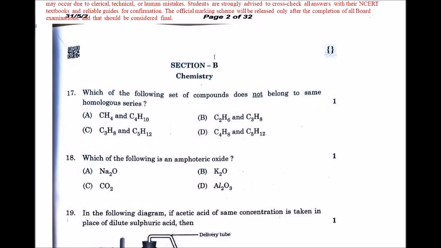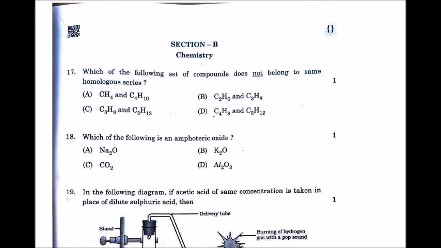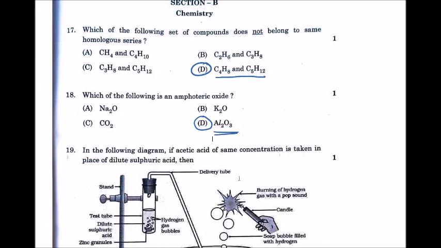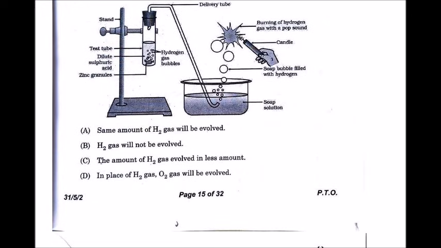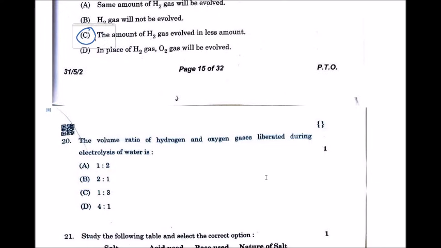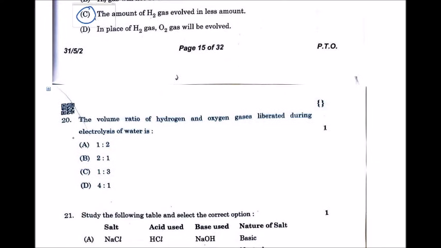Question number 17, the option is D, C4H8 and C5H12. In question number 18, again the answer is D, Al2O3. In question number 19, the option is C: the amount of hydrogen gas evolved is less. Question number 20, the option is B, 2:1.